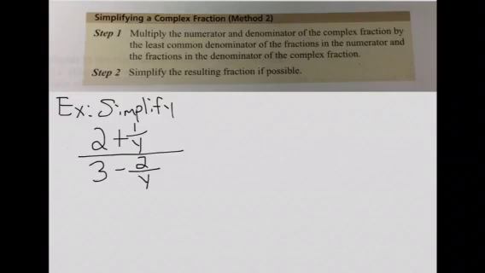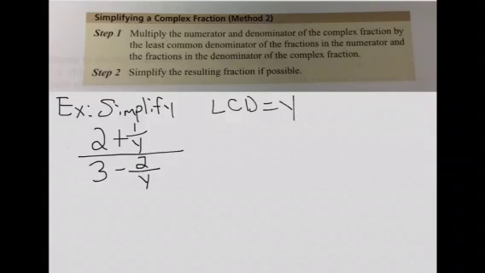Alright, so here we have method two of simplifying a complex fraction. It says step one is you want to multiply the numerator and denominator of the complex fraction by the least common denominator of the fractions in the numerator and the fractions in the denominator of the complex fraction. Then it simplifies. So what this says is you want to find all your denominators, okay? You find your denominator of every single fraction you have, and you want to find the LCD of that. If we look here, 2 and 3, they're both written over 1, you could say, and so you really don't have to worry about that. But so the LCD in this case for all your fractions is just y, okay?